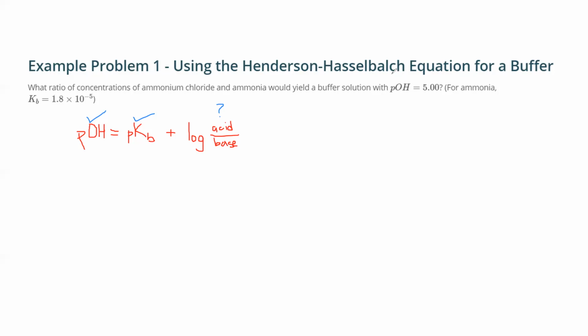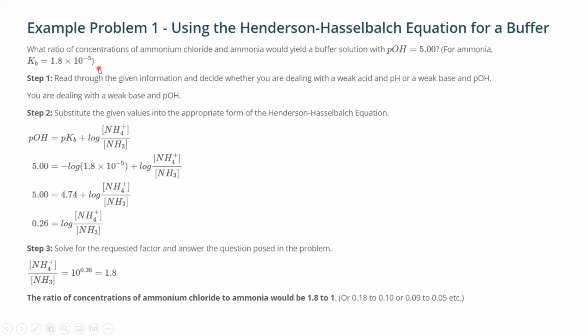With this one, if we look at this one, like I said, we already had the pOH 5. We've got the Kb, so we can get the pKb still by just taking the negative log there. So we'll see 4.74. So when we combine those two, we'll get positive 0.26. And then, like I said, in this case, since we've got the pOH and the pKb, we're going to have acid over base. So that's why we've got the ammonium ion on top. That's going to be able to donate a proton. So that's why it's going to be the acid. The ammonia is going to then be the base.